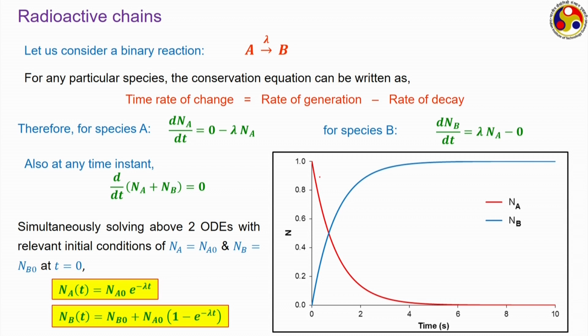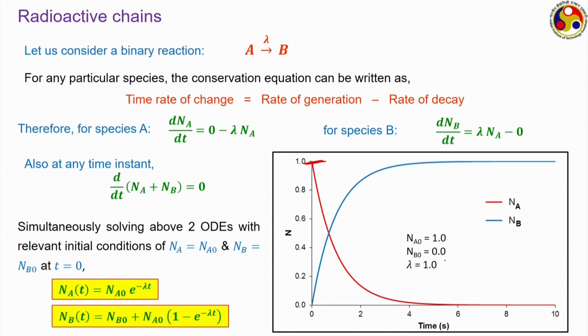Here n a is reducing sharply, this is given by this red line, and correspondingly n b is increasing at the same rate. Here total number of nucleus has been non-dimensionalized by the initial number of nucleus, so that it is scaled to a final value of 1, where 1 is the initial number of nucleus A is having.